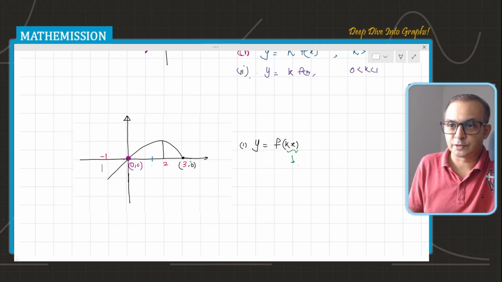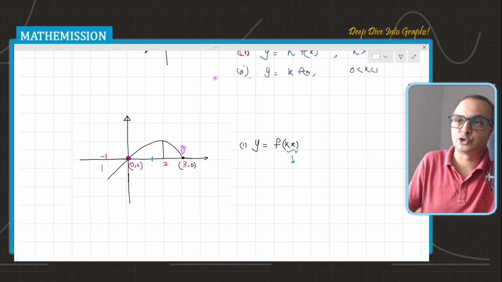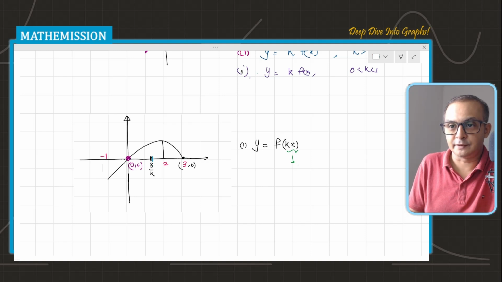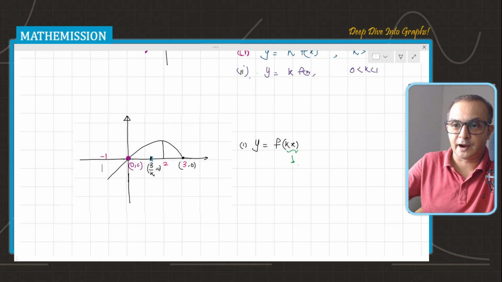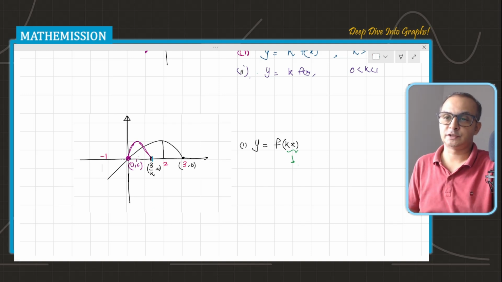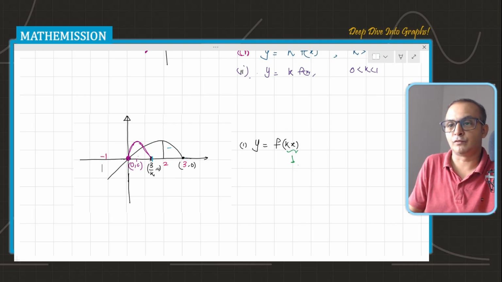It means the graph will be compressed by k units. Suppose previously it was hitting 0 at 3 here. Now it should hit it at 3 by k. So this will become (3/k, 0), and the graph should be compressed like this. Let me draw it, and it should give you the value 1 somewhere here at 2 by k, and it will take the value 1 there. It will come down and hit the x-axis again. So this is actually the horizontal shrink.